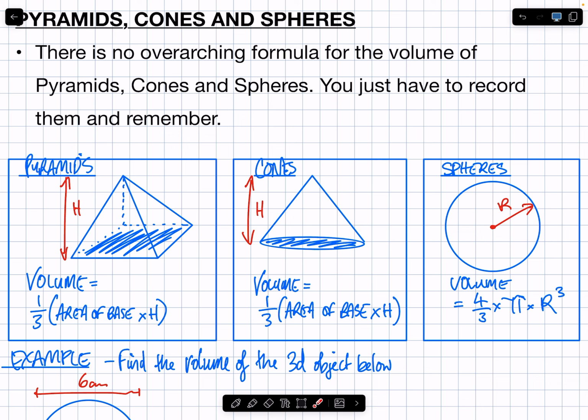Even my Ignite class would stuff this up, because they go 4/3 times pi times the radius, and then have a number in their calculator, and then they cube it, which means they would cube all of this. That's not what it's asking. You only want to cube the radius, and then times it by pi, and then times it by 4/3. Can you get those 3 formula, please?